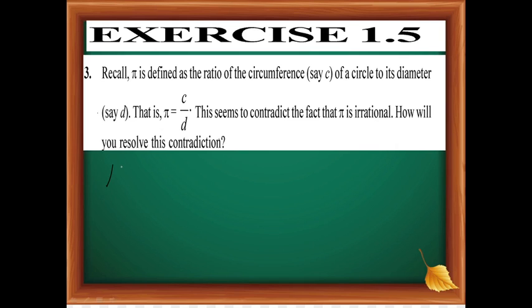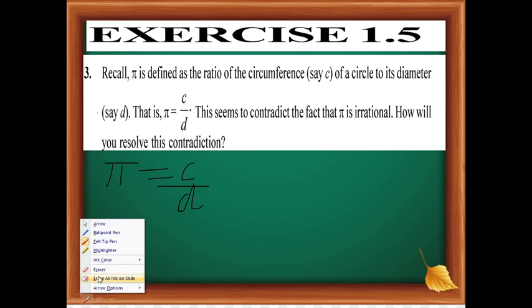So I will write the steps here. There is no contradiction. Write this point: there is no contradiction, either C or D is an irrational number and hence pi is irrational. So there should be no condition that C by D is irrational, then pi should also be irrational. Okay, I think you understood this.